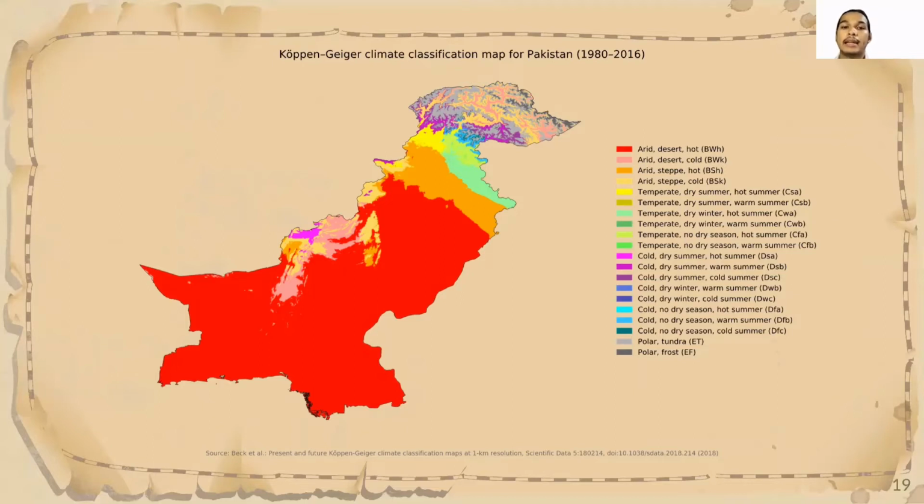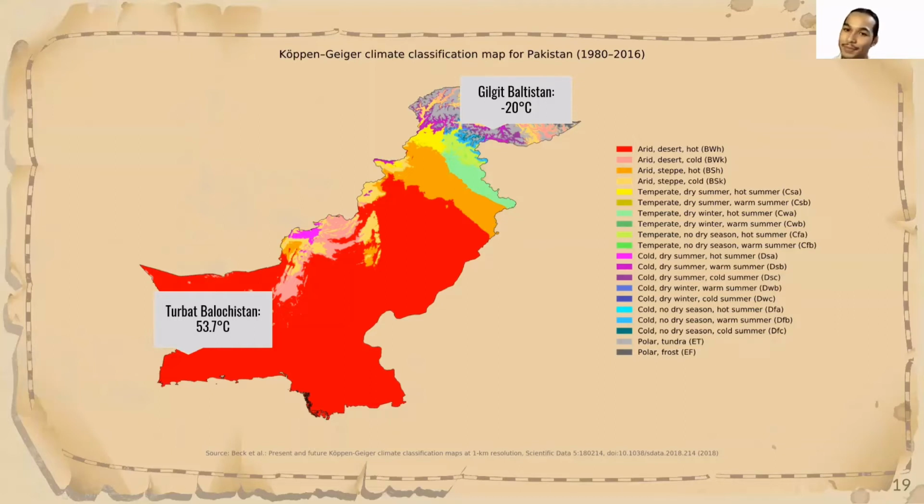The highest temperature ever recorded in Pakistan was 53.7 degrees Celsius, which was recorded in Turbat, Balochistan on 28 May 2017. And the coldest place in Pakistan can be the glacial parts of Gilgit-Baltistan, where in winters the average temperature remains below minus 20 degrees Celsius. I'm sorry for that. So I think that's all for my part. I will pass to the next presenter.